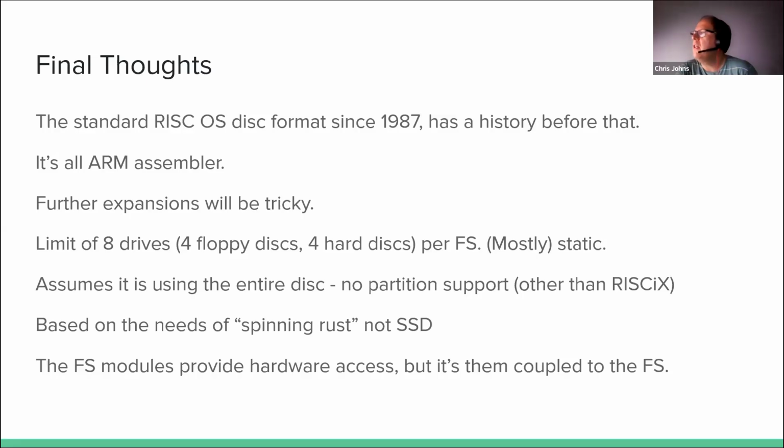I guess the biggest issue, which causes a lot of problems, is that it always assumes that it's going to use the entire disk. There's no real partition support. There's a little bit to support RISC-IX, but I imagine the number of users of that can be counted on the fingers of half a hand. And a lot of what it does is based on the needs of what I call spinning rust. It was all designed around hard drives that spin or floppy drives that spin, drives that spin and move heads around and read and write data that way. A lot of that isn't really applicable now.